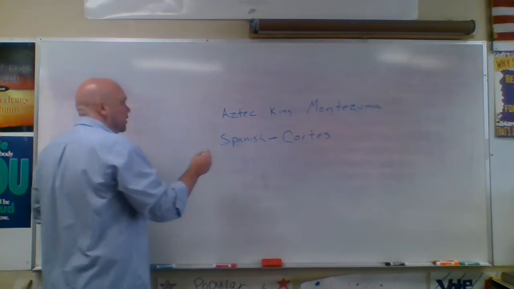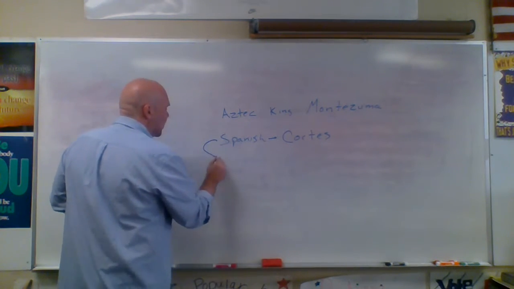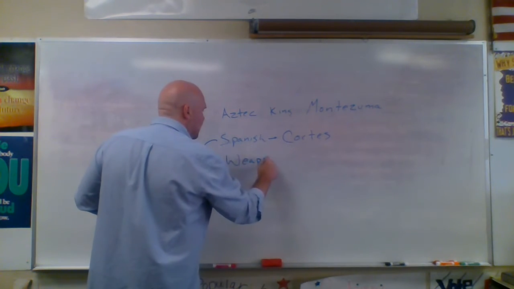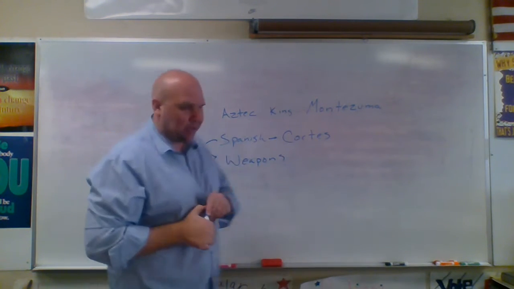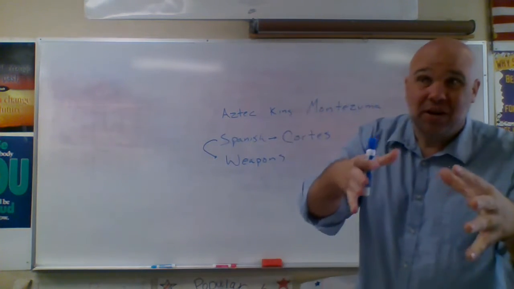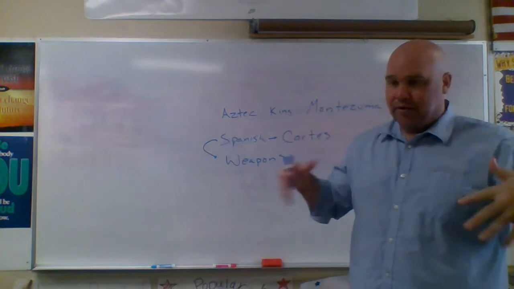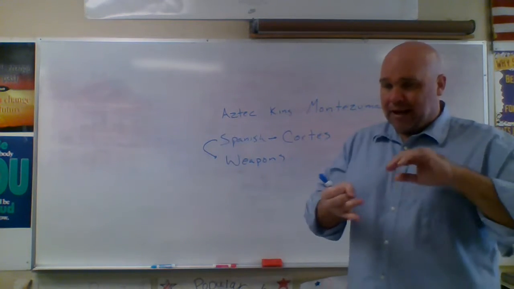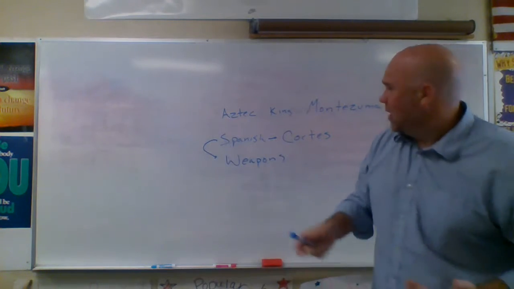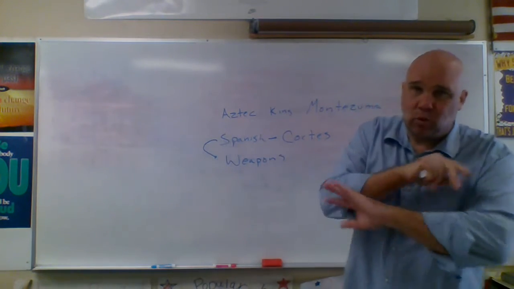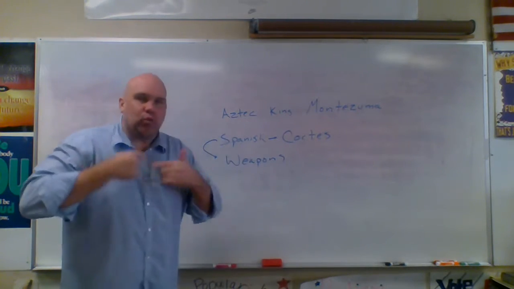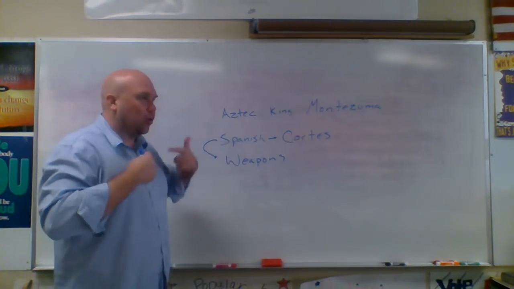Also, something to understand about the Spanish in Europe. Let's just say overall weapons. All right, I'll just tell you, the Spanish had horses. Horses did not exist here in America, so they have the ability to have cavalry. They had steel swords. They had guns. They had cannons. They had all of these things that the Aztecs were not able to combat. So the Spanish were in a place of power with weapons.